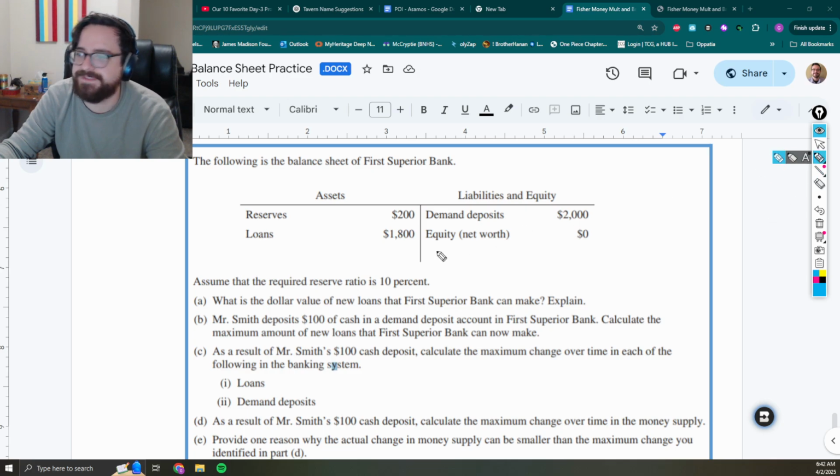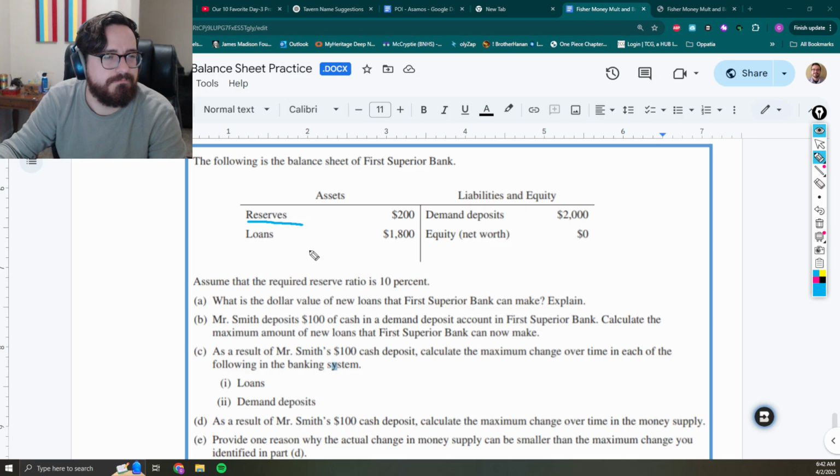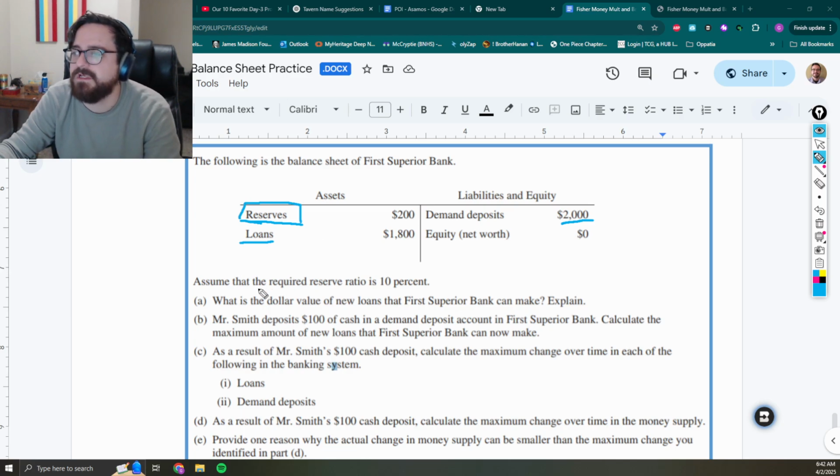Okay. So we've got this balance sheet. It tells me reserves. Doesn't specify which. Irritating. Tells me loans. Okay. Tells me deposits, 2,000. Great. Equity, 0. Honestly, a pretty simple balance sheet, but there's one weird thing happening. It's not specifying if those are required or if they're excess reserves. Mentally take a note of that. Okay, assume the reserve ratio is 10%. This is annoying. This should be a decimal. I don't like that they did this. Whatever. The ratio is 10%.